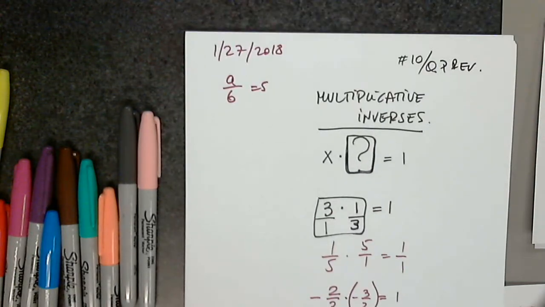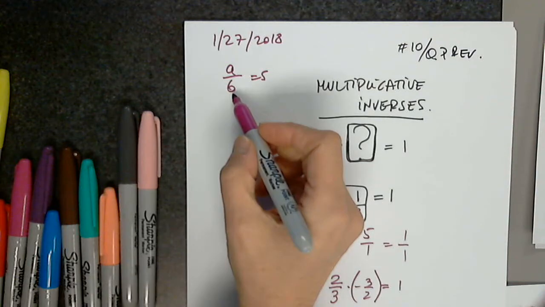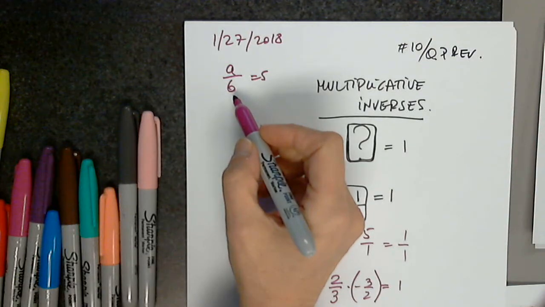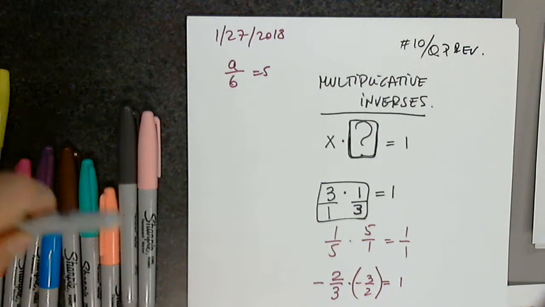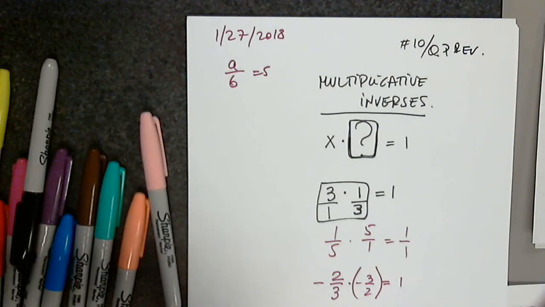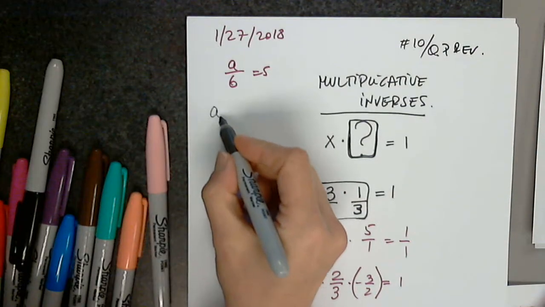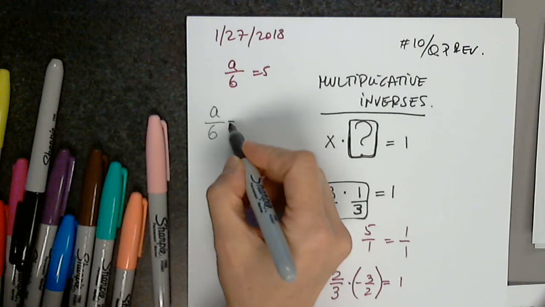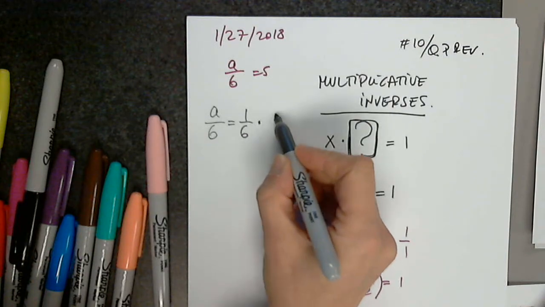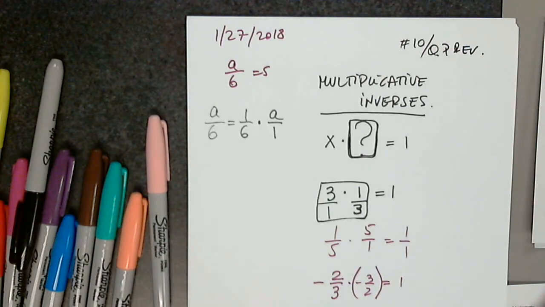Coming back finally to our equation. And this is very important. A over 6 can be rewritten, and I would like you to get into the habit of imagining that at all times. This is extremely important for what follows in algebra. A over 6 is the same thing as 1 over 6 times A over 1, right?